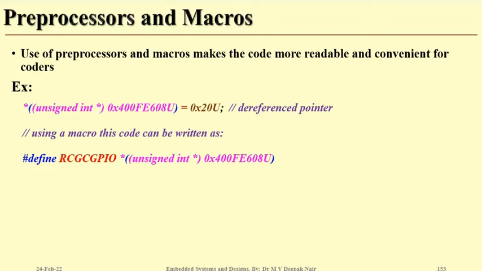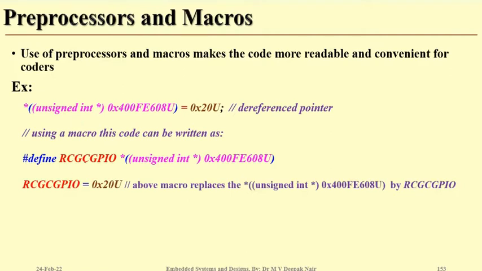Instead of writing this whole line, I can use this particular word and enter the data. See here, after RCGC there is a space, and whatever you specify after it will be represented by this particular word, the preprocessor or macro, and that's all. Now instead of writing this whole thing, you can simply write RCGCGPIO = 0x20. Simple. So you activated that particular port.